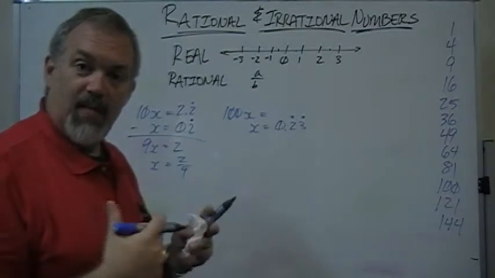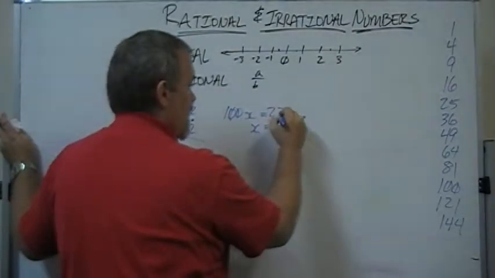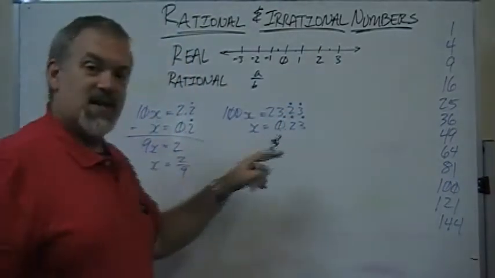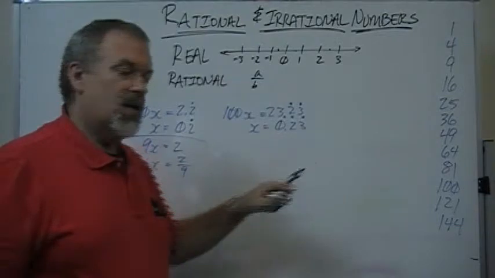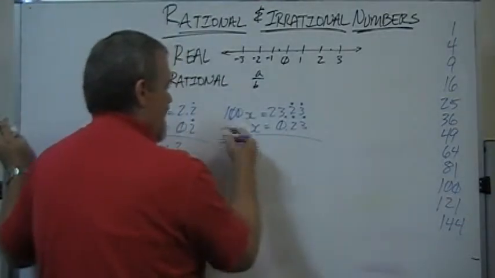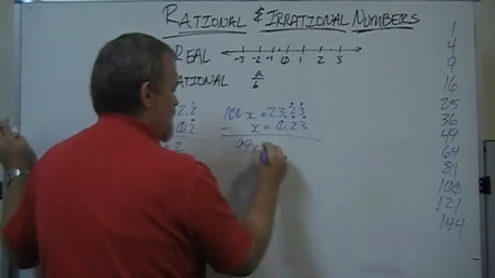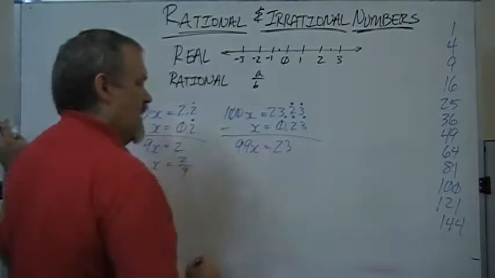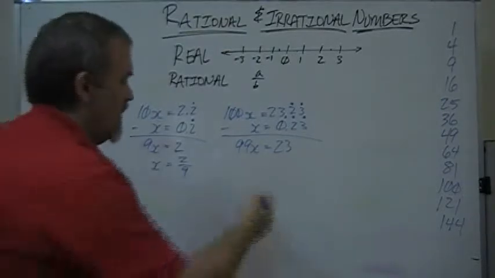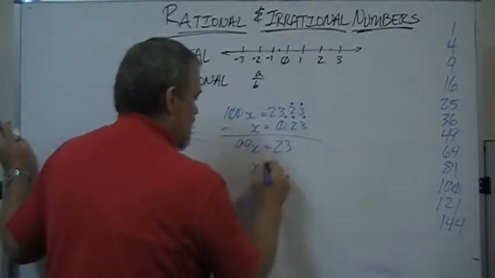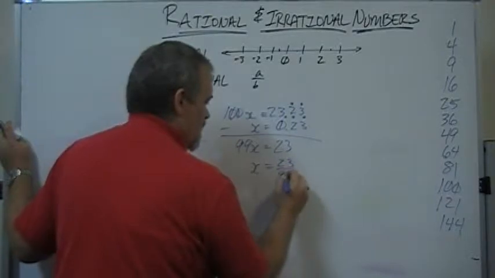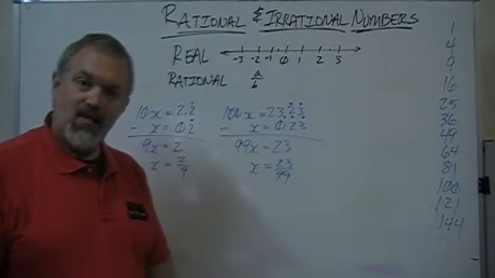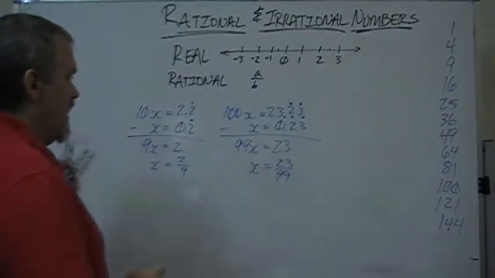That way, I multiply by 100 and I get 23.23 repeater. And the reason I did this is because I want to get rid of the repeating part, and that's exactly what happens. When I subtract, I have 99x equals, this part cancels itself out, I'm left with 23. And again, it's a fairly simple algebra problem. I divide both sides by 99, and I get x equals 23 over 99. Sometimes these problems will need you to simplify that again, but this isn't an example of that.